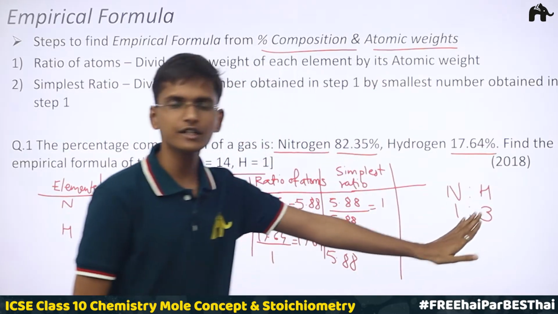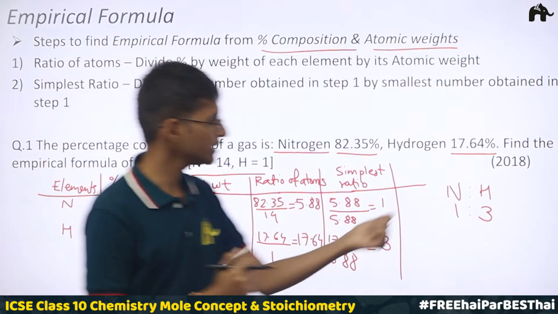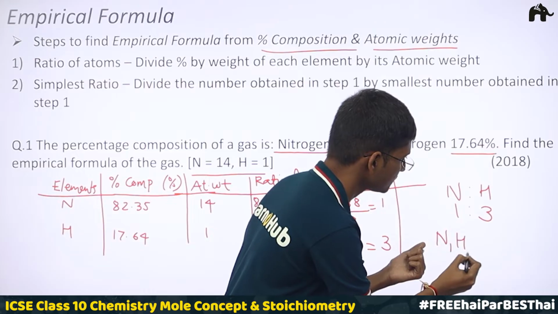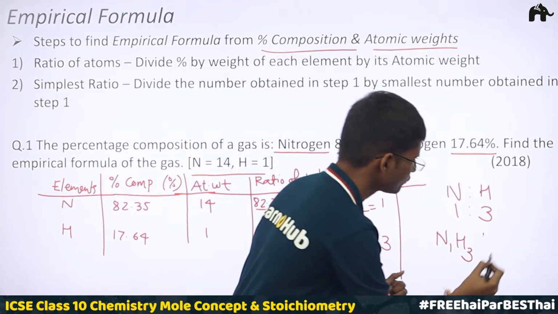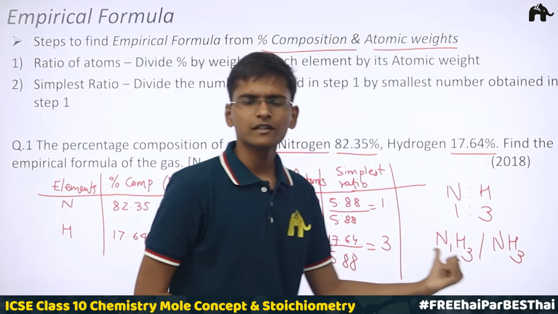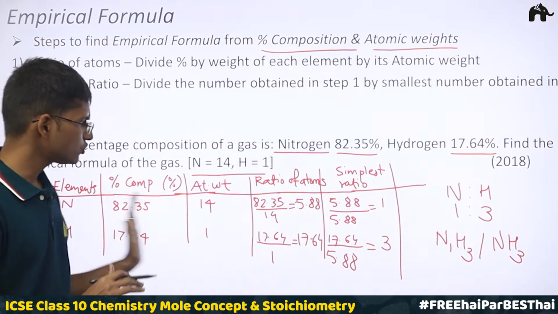Now once you get this ratio, you can quickly tell the empirical formula, right? Because we can say nitrogen 1, hydrogen 3. In this way you can write, or you can simply write NH3 also. So this is the empirical formula. Very easy. You just have to follow these steps.